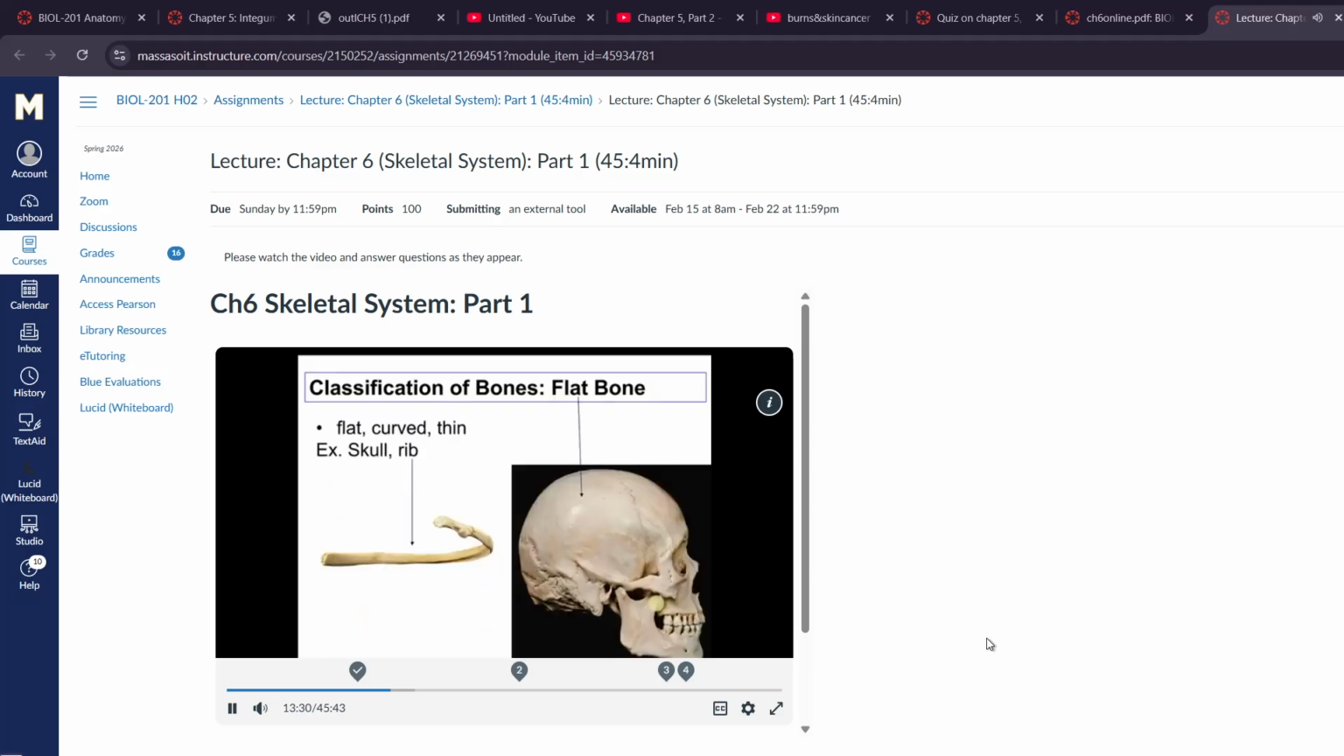And then we have flat bones. Flat bones are flat, curved, and thin. And here's an example. This is a rib. Also the bones of the cranium, which is the top of your skull, they are also flat bones.